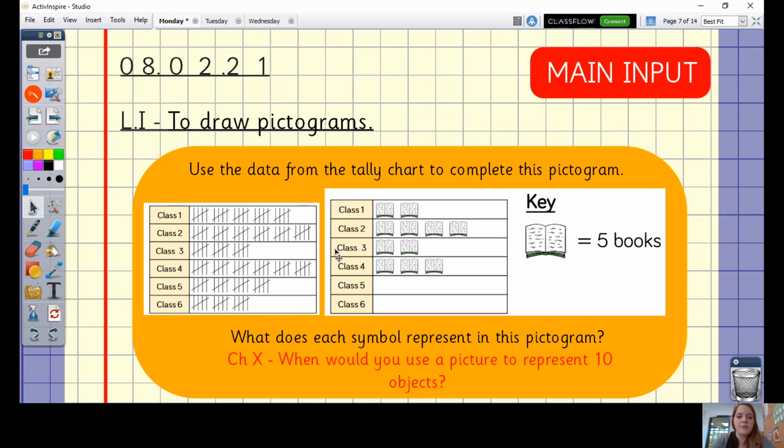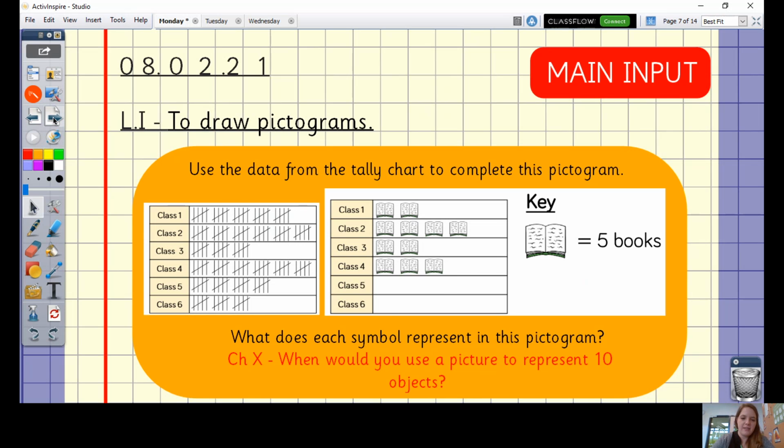Okay, so again, just like we did with the previous one, I'd like you to use the data from the tally chart to help you to complete this pictogram. Remember, this time, each symbol represents 5 books. And once you've completed that, there is a challenge: when would you use a picture to represent 10 objects? Pause the video here to take your time to go through and complete this pictogram.